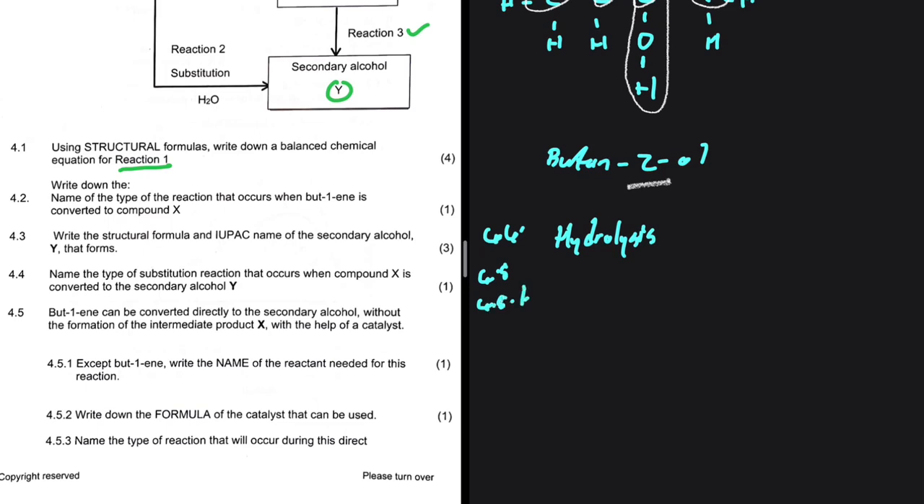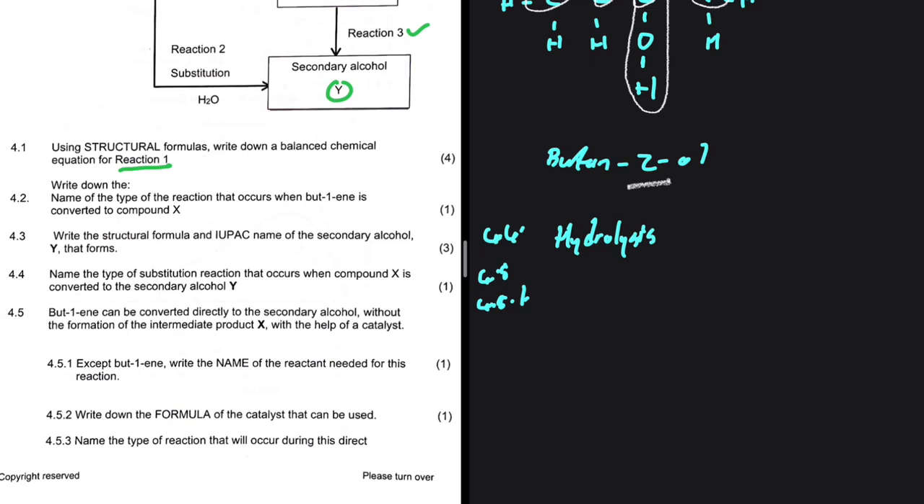Yes. 4.5.1. But-1-ene can be converted directly to the secondary alcohol without the formation of the intermediate product X with the help of a catalyst. 4.5.1. Except but-1-ene, write the name of the reactant needed for this reaction.